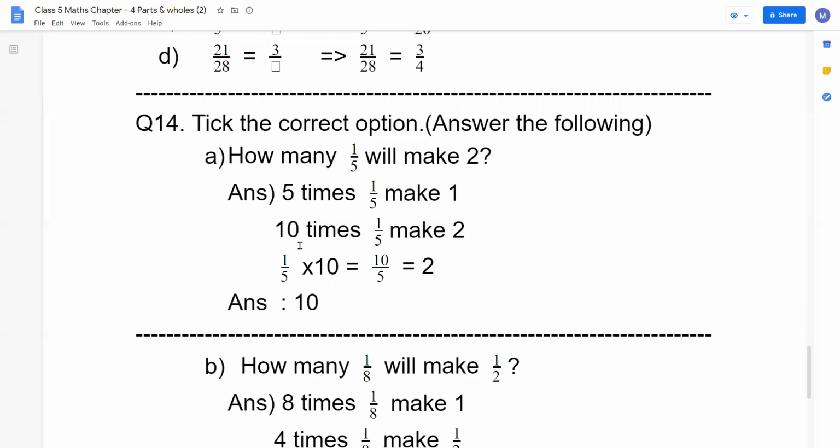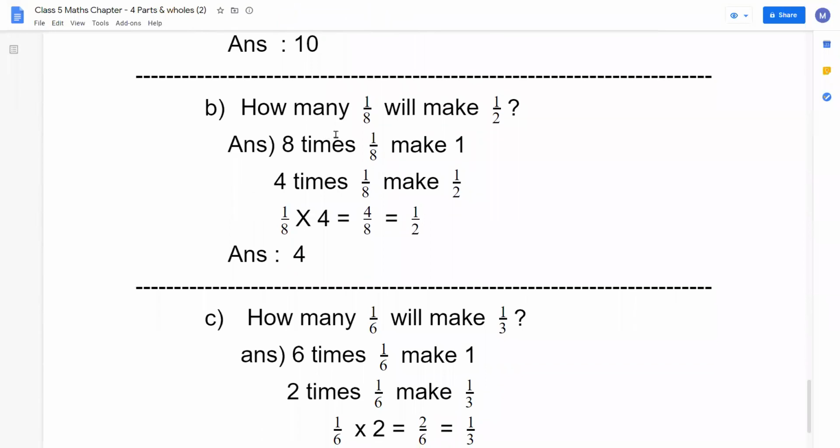I have shown the calculation. The answer is 10 times, but I have shown it to verify. 10 times of 1 by 5 equal to 1 by 5 multiplied by 10. So 1 tens are 10 upon 5. 10 upon 5 equal to 2. So the answer is 10.